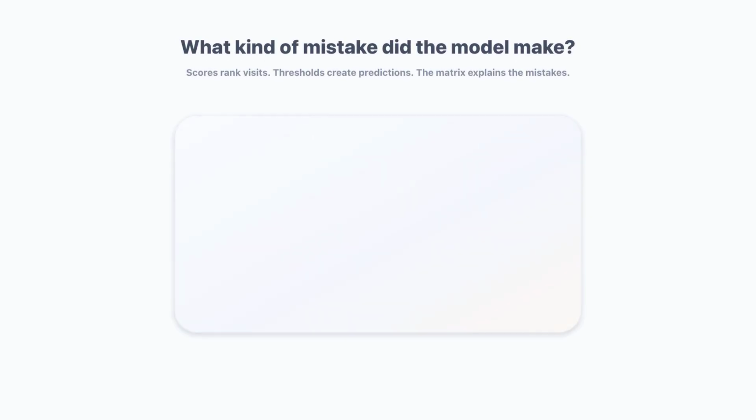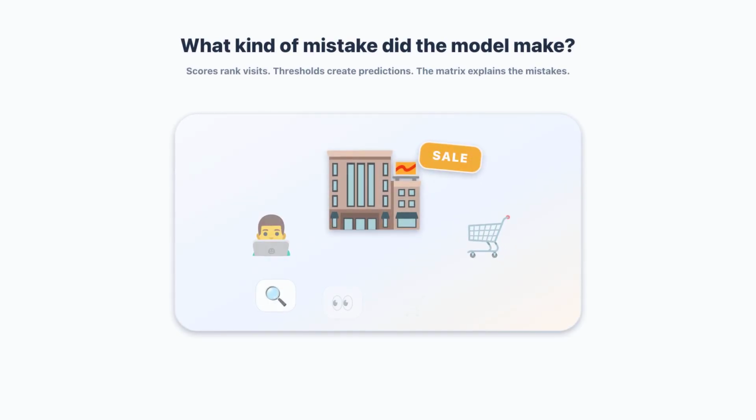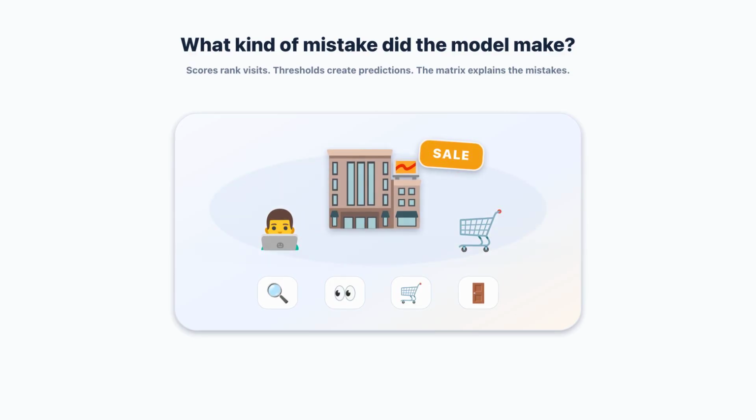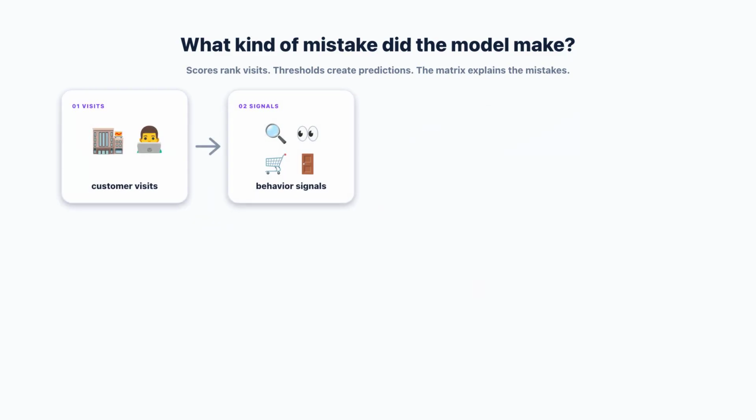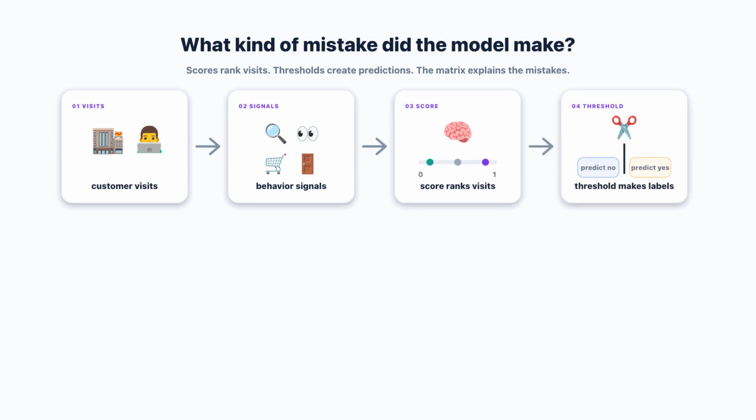Picture a big sale day at an online store. Some visitors are just browsing, some are close to buying, and from the outside, those sessions can look surprisingly similar. The model looks at clues from each visit: searches, product views, carts, exits, and patterns from past shoppers. From those clues, it gives a purchase score. But a score is not a decision. It is just the model ranking which visits look more likely.